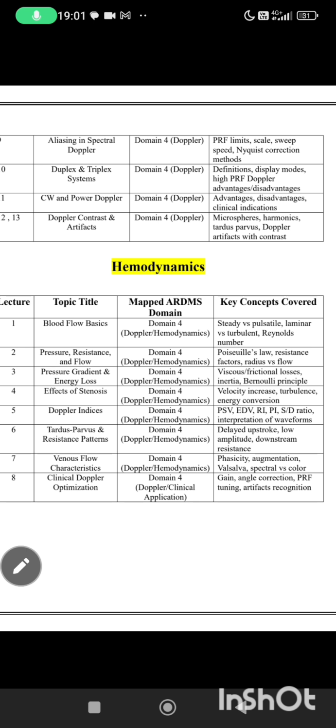And then there is the Doppler contrast and artifact section. All artifacts are very important. The most important ones are aliasing, color bleeding, wall clutter artifact, and mirror artifact. All Doppler artifacts are very important. And then there is the hemodynamic section.